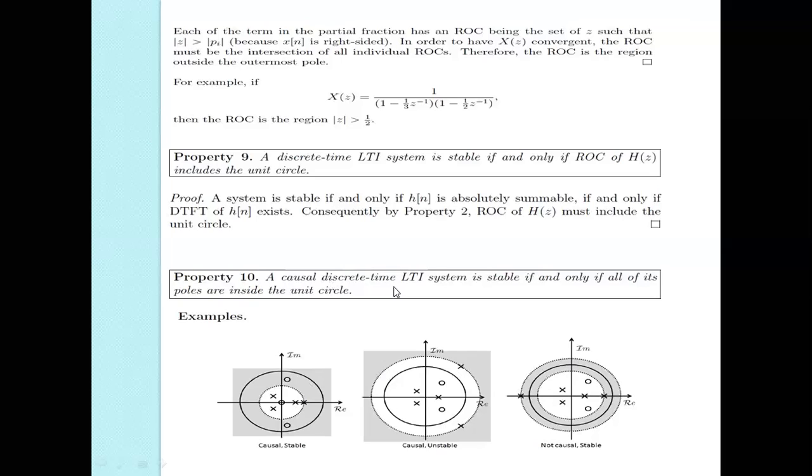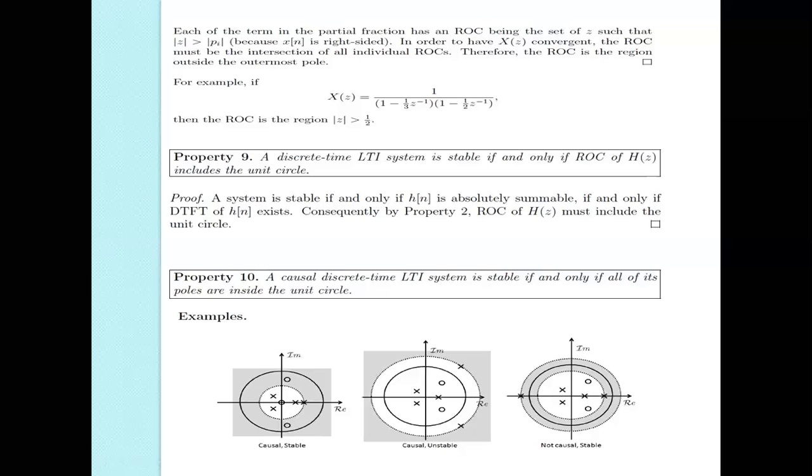A causal discrete time linear time invariant system is stable if and only if all of its poles are inside the unit circle. All of its poles. When it is stable, my students, all of its poles are inside the unit circle. Inside the unit circle, then we can call it a stable system. Causal and non-causal: if any pole is outside the circle, it means an unstable system. Got it?